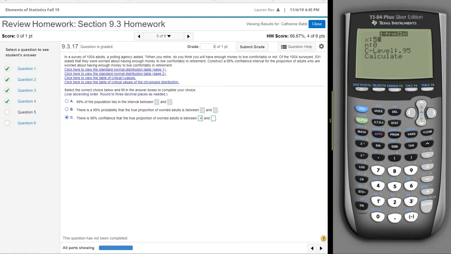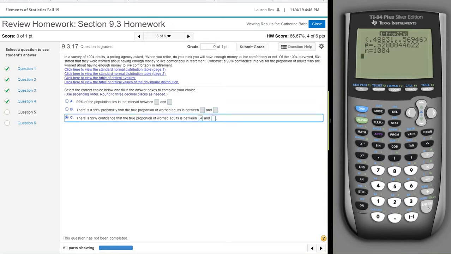Inside there, we found an X value of 531, a sample size of 1004, and a confidence level of 0.99. Just press calculate, and it will already make the p hat and the margin of error, and then we just have the lower and upper limits, 0.48831 and 0.56946. Those would be the limits right here.